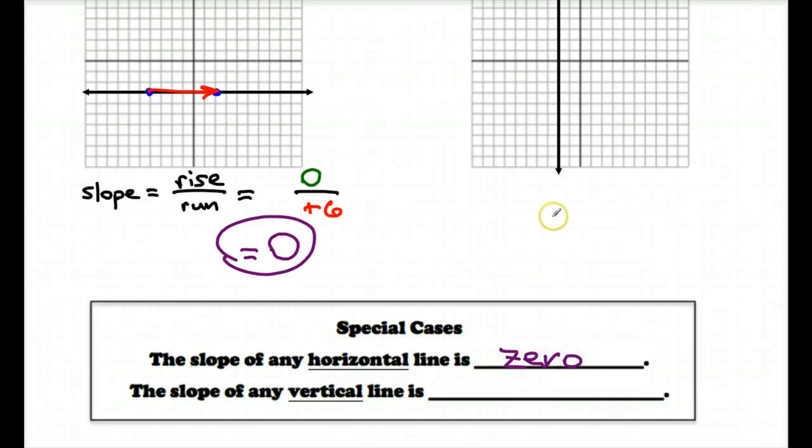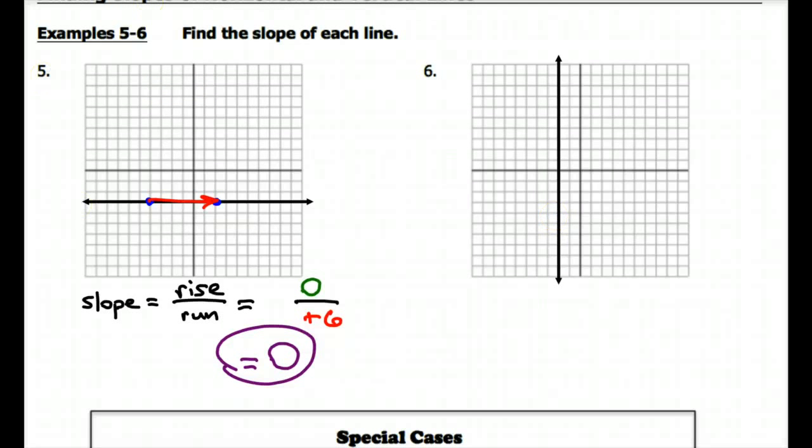Okay, the same is not true for a vertical line. So let's look at number 6 and let's try finding the slope of this line. I'm going to go ahead and choose these 2 points right here. So for a vertical line, again, slope defined as rise divided by run. Okay, so for this line right here, my rise is actually going to be, if I start with the top point and go down, going down 1, 2, 3, 4 spaces. So my rise, I would say, is negative 4.